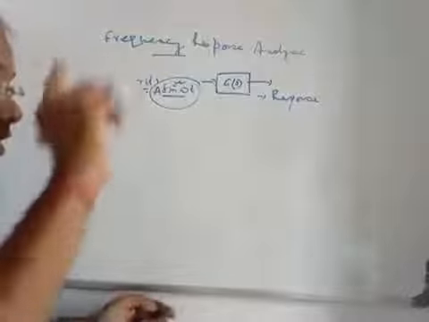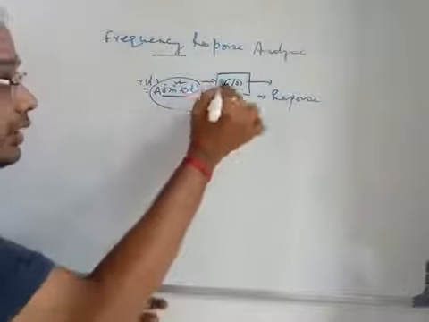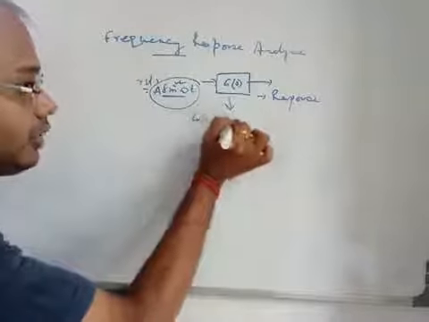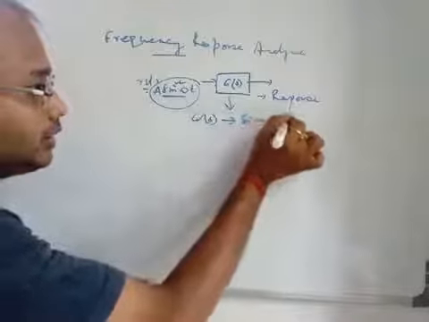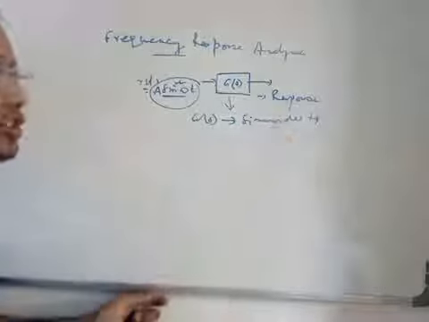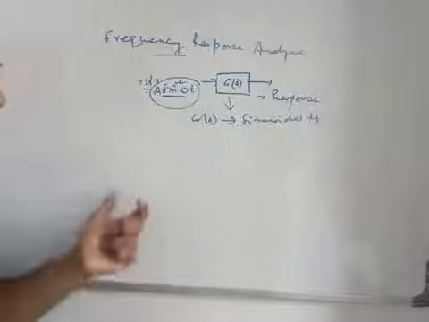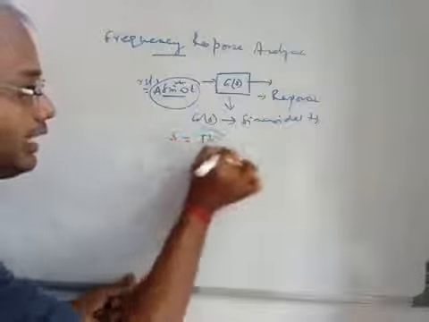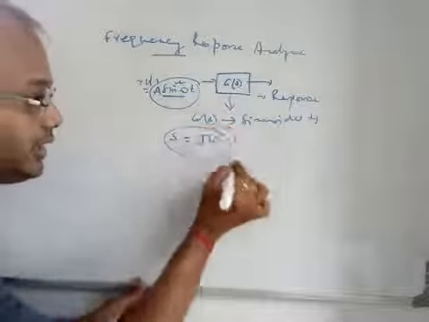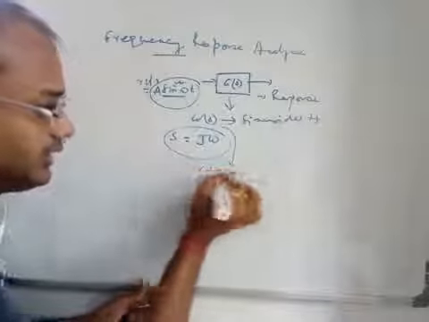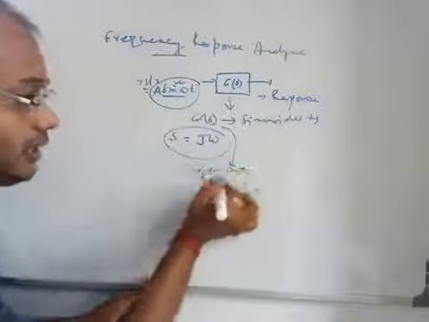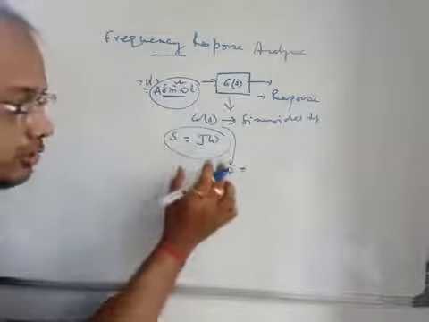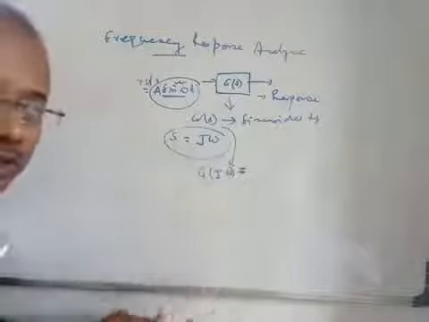For frequency response analysis, the transfer function G(S) is to be converted into what is known as the sinusoidal transfer function. Sinusoidal transfer function means that it is a function of frequency. As we know, S is equal to j omega, so this G(S) will be termed G(j omega). Once we get G(j omega), this will be your sinusoidal transfer function, and this part is very important because only then can you go for the frequency response analysis methods.